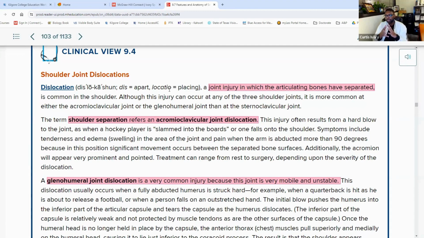So you got to be careful with that. And usually we tend to see them, when I was an athletic trainer, we saw this happen a little frequently. But here's the thing with dislocating joints.